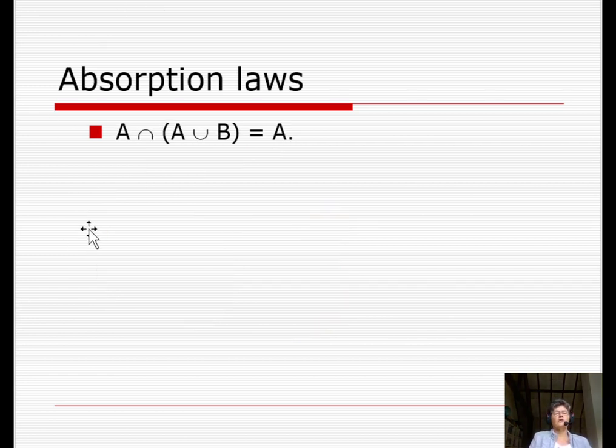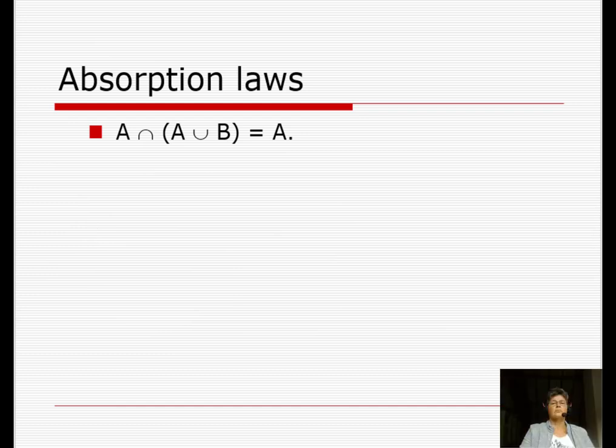So we can also do it with the intersection first and then the union inside brackets. And I leave it up to you to draw the corresponding Venn diagram. It goes in a similar way as the previous one.